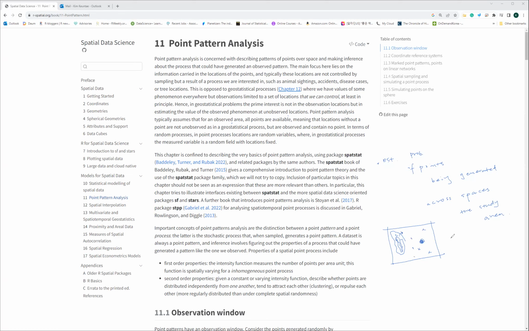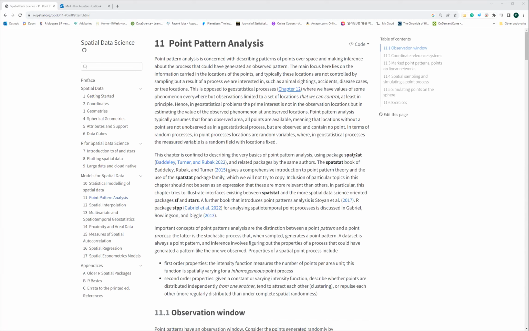When I say space, it is actually continuous space. All of these within the boundary window are continuous space. Whenever we have random locations, based on our spatial point pattern model, we can estimate the likelihood that points can be generated in that spot. That's what point pattern analysis is about.